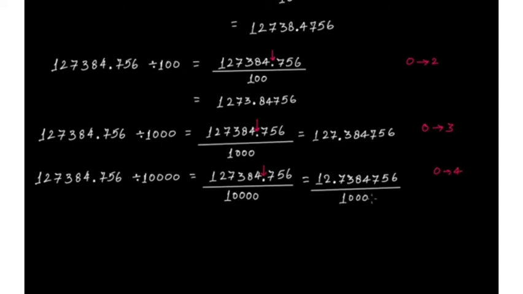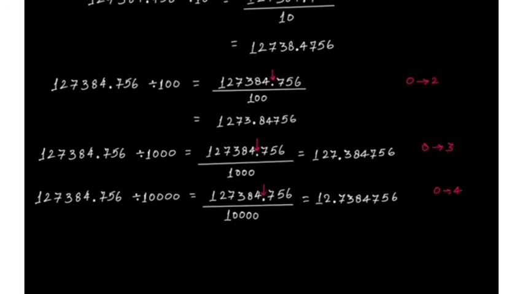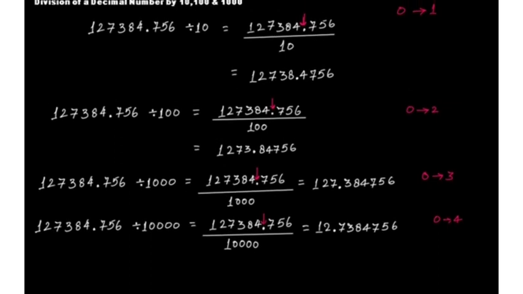Sorry, we don't need any of this because this is the answer. Okay, so you can observe that with the increasing number of zeros, like in this case we had 10, 100 (2 zeros), 1000 (3 zeros), 10,000 (4 zeros), the answer that you are getting is actually decreasing, right?